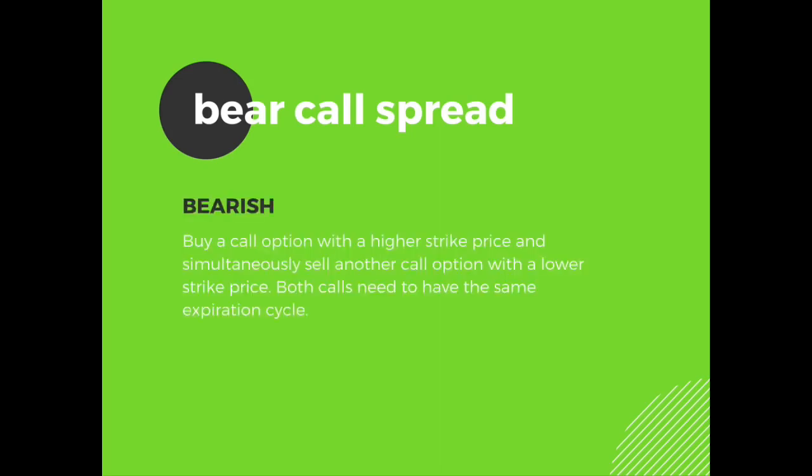Now, let's look at the bear call spread. As its name suggests, it's a bearish setup. When looking at the setup, a bear call spread will buy a call option with a higher strike price, while at the same time selling another call option with a lower strike price. And because it's a vertical spread, we need to have the same expiration date as well.